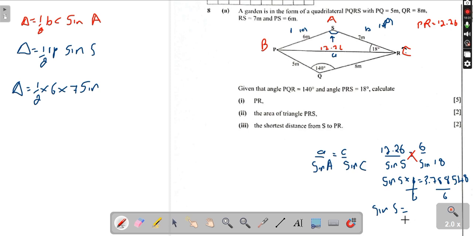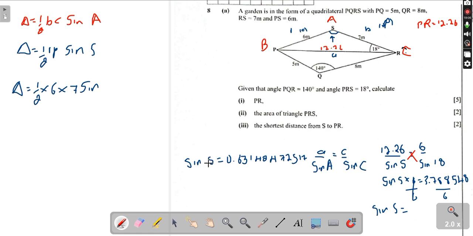So here I'm getting something like this. I'll write it here so you can see nicely. Sine S is going to be 0.631142472517. I hope you get the same thing. I'm just going to write everything here so that you can see.